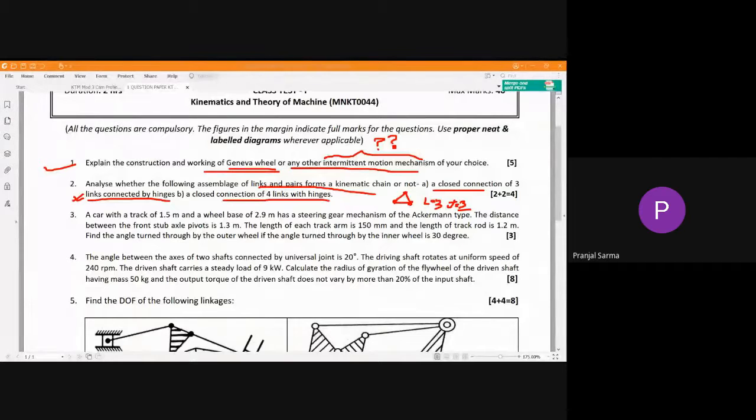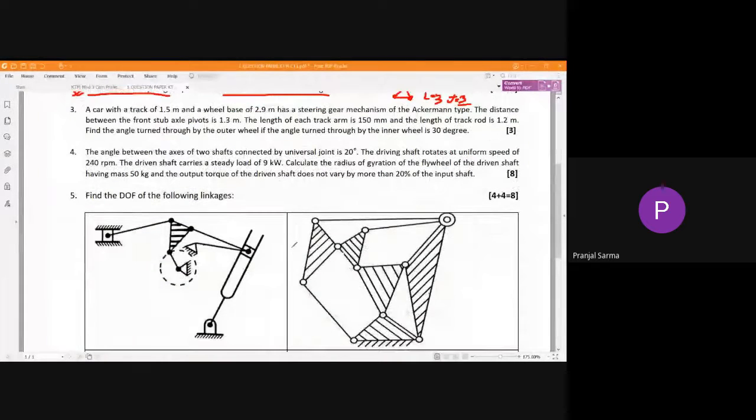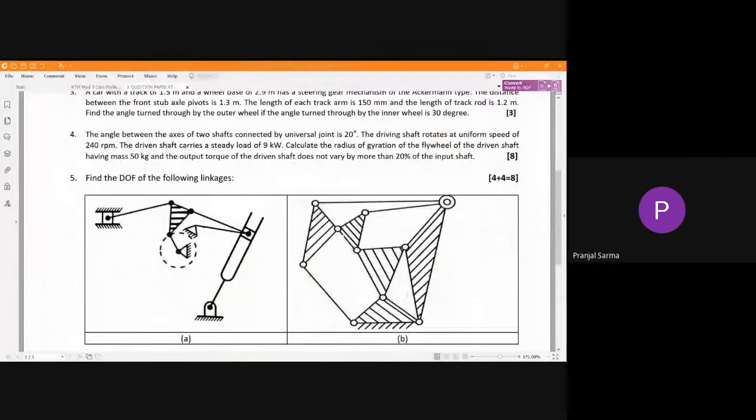Next question is with respect to Hooke's joint, or universal joint. I believe all of you have tried this. Why do we use a universal joint? Anyone?